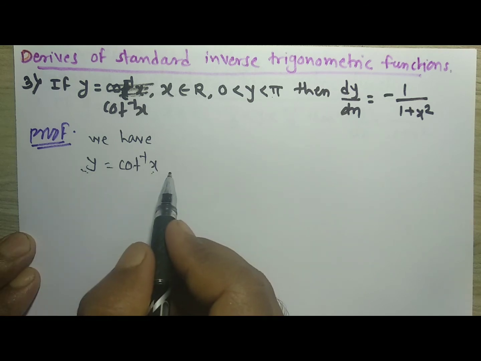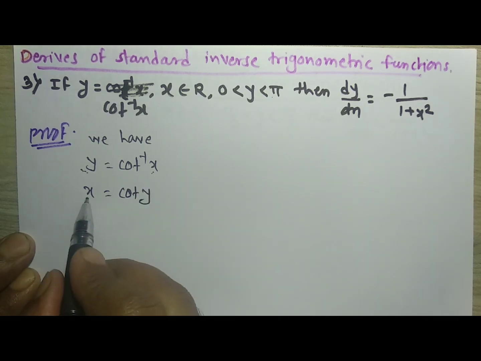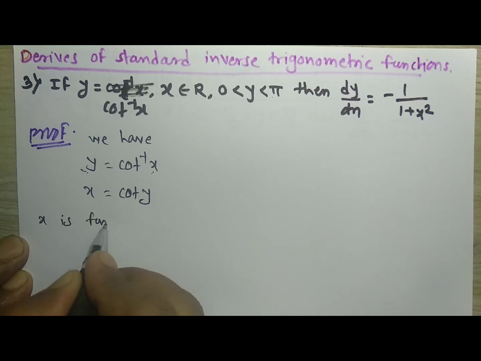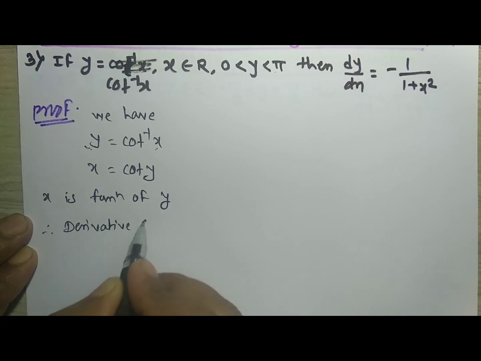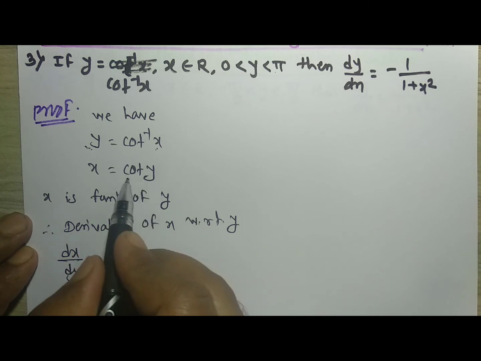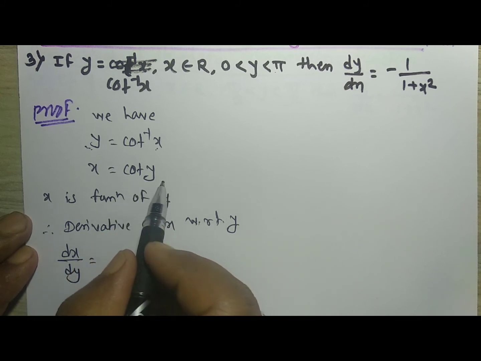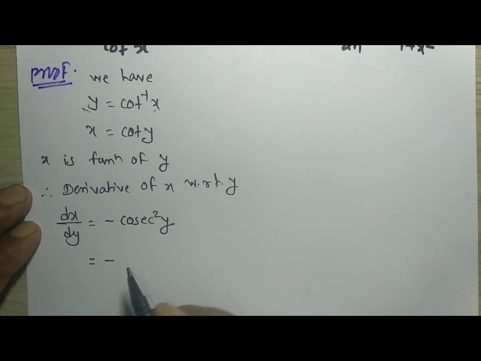Right, now we take the inverse of that function, which is x is equal to cot y. That means here x is a dependent variable and y is an independent variable. That means x is a function of y, and therefore the derivative of x with respect to y is taken here, which is dx by dy. We know that cot x has the derivative minus cosec square x, and therefore cot y also has the derivative minus cosec square y. Now take the minus inside the bracket.